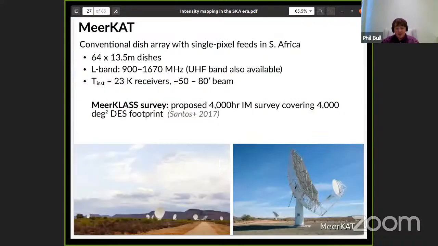So there are 64 of these dishes in total. Each of these receivers is what we call a single pixel feed. So when you point this at the sky and use it in this single dish mode, whichever direction you're pointing, you get one number from that direction, but as a function of frequency. So you get a spectrum, a kind of one-dimensional spectrum along the line of sight.